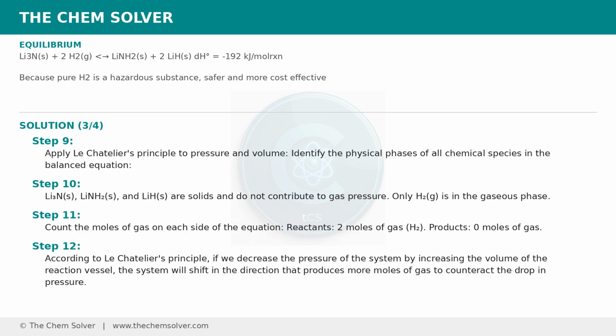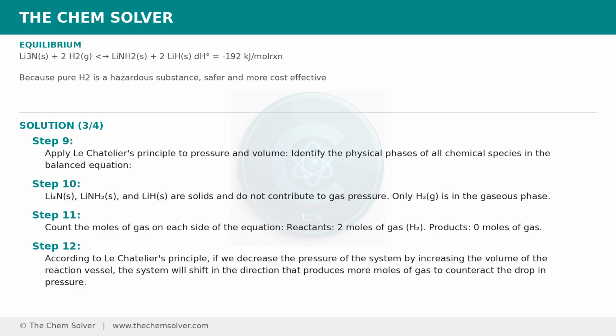Apply Le Chatelier's principle to pressure and volume. Identify the physical phases of all chemical species in the balanced equation. Li3N, Li3NH2, and LiH are solids and do not contribute to gas pressure. Only H2 is in the gaseous phase.